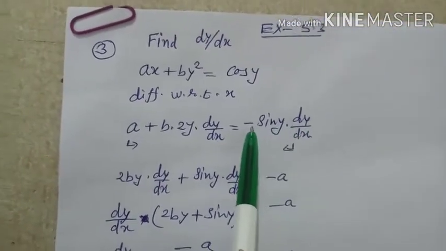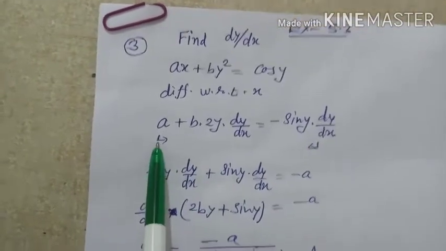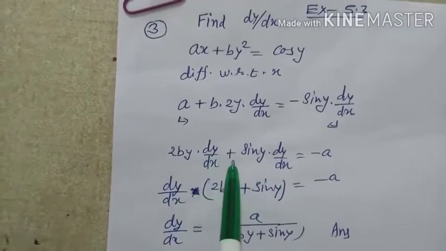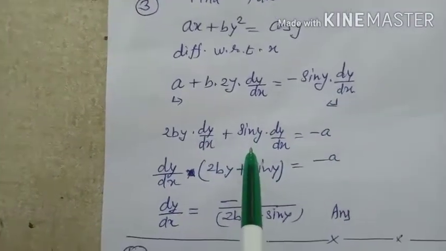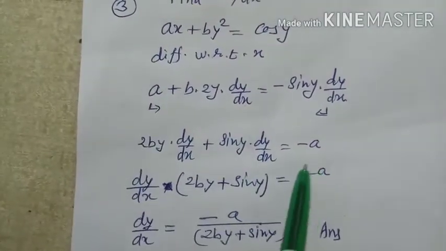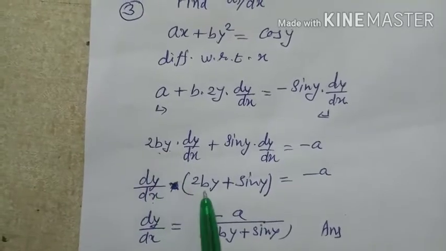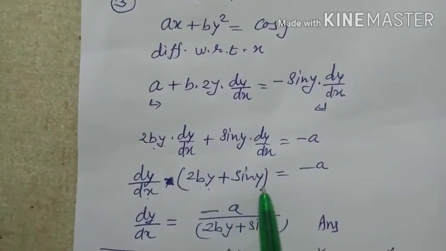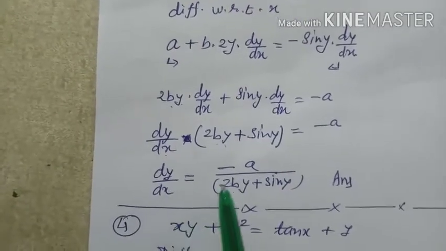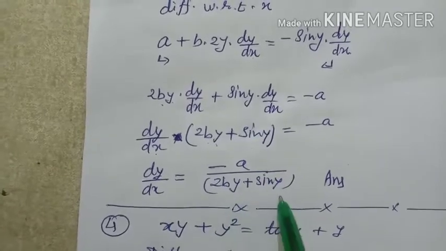So this is the minus sign, so this term transfers to the left side, and this constant a transfers to the right side. So 2by dy upon dx plus, it will be positive, so sin y dy upon dx, and a will be negative, it means minus a. Now dy upon dx is common, so only 2by plus sin y remains, and this bracket transfers to the right side, so your answer is dy upon dx equal to minus a upon 2by plus sin y.